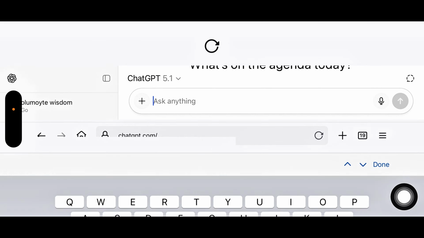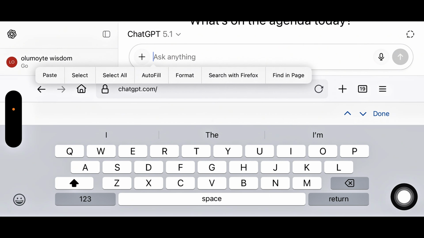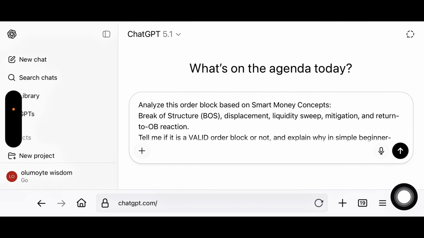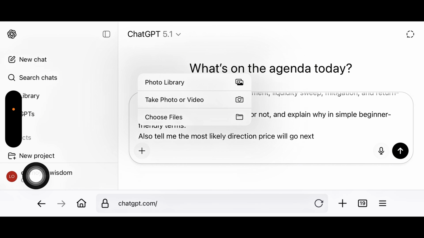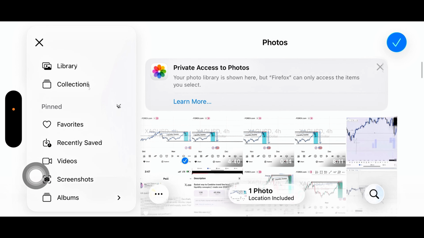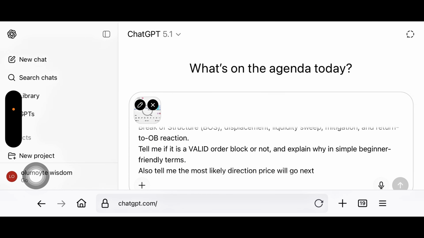So guys, this is my ChatGPT. I'm going to paste this prompt. So this is the prompt, guys. Then I'm going to add the image, the screenshot. For you to add screenshots, you have to click on this plus, then you click on add photos, then you click on photos library, and we add the screenshot. So you allow it to load up. It's loading. Allow it to search.